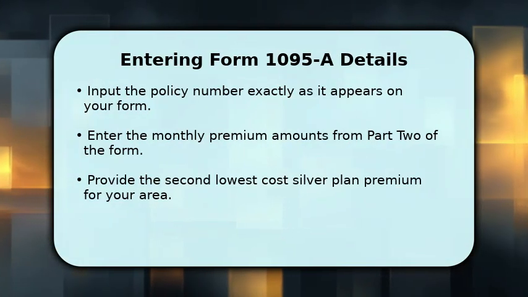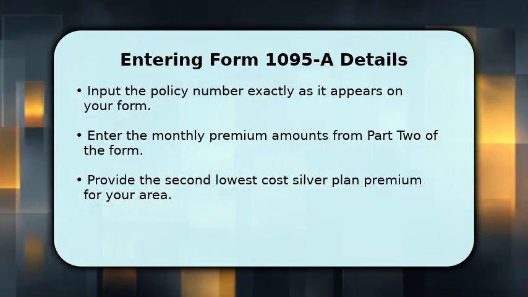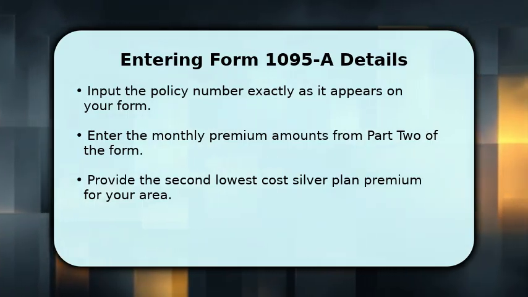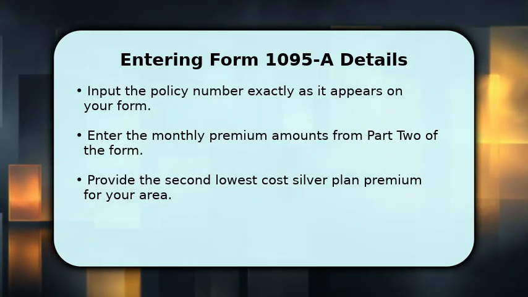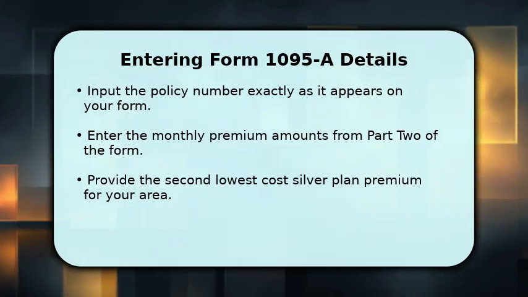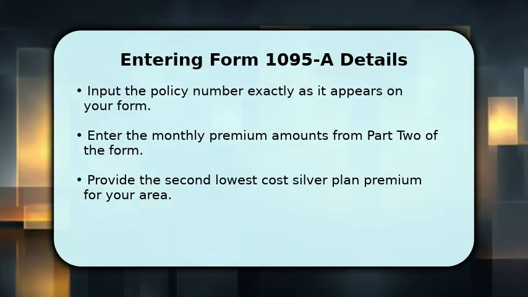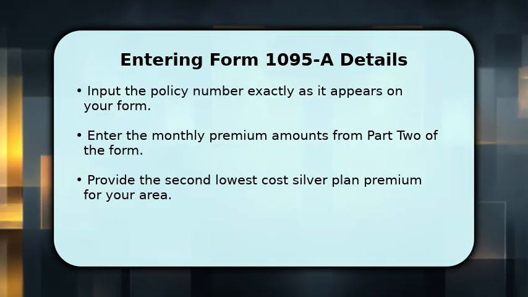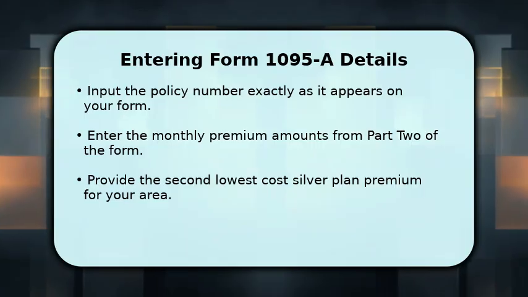Once you are in the correct section, you will begin entering the specific details from your Form 1095-A. Pay close attention to the policy number and the monthly premium amounts listed in Part 2. These figures are essential for accurate calculations. Also, be sure to input the second lowest cost Silver Plan premium, which is typically found in column B of Part 2. Double-check all entries to prevent errors and ensure your tax return is correct.